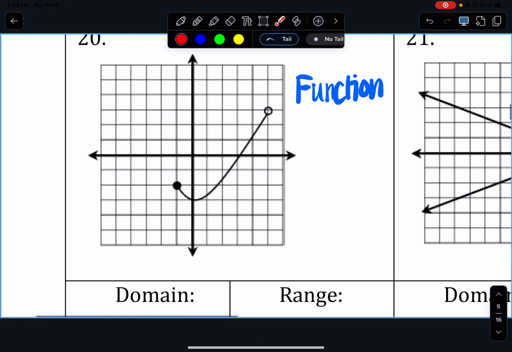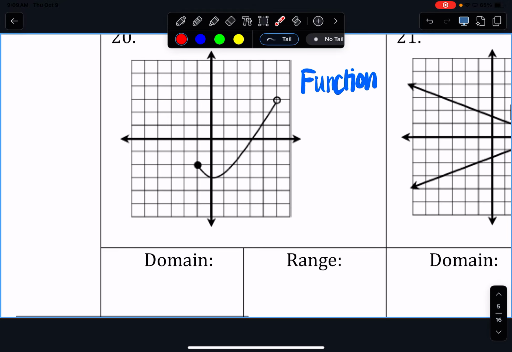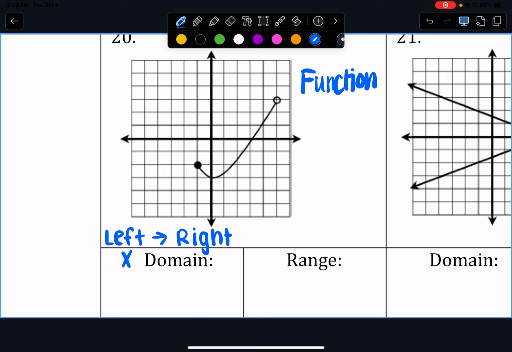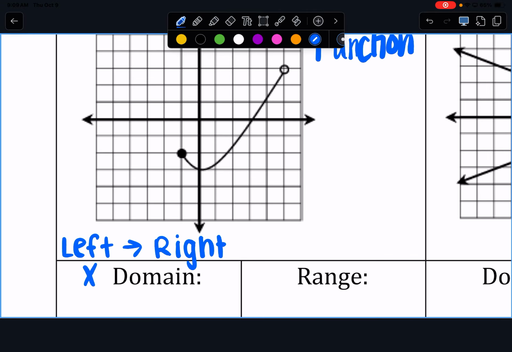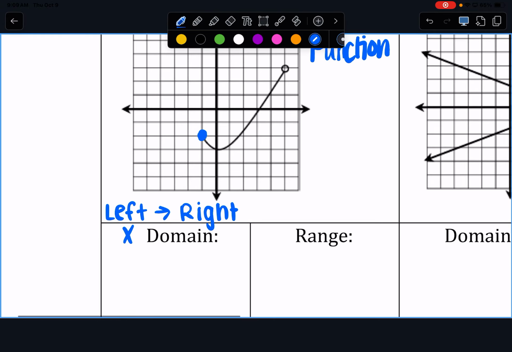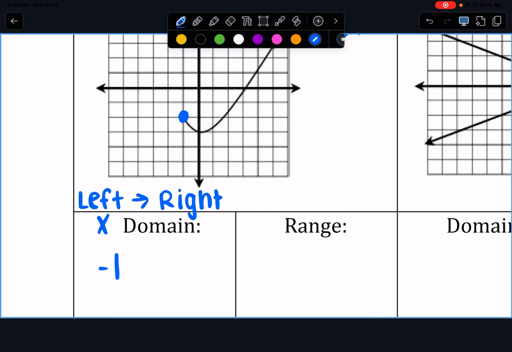So when we are doing the interval notation for domain, okay, remember domain is your x values, and we're going to go from left to right, okay? So we're going to find the leftmost point of that graph. If I look at the graph of 20, what is the leftmost point? What x value has the leftmost point? -1, right there. Okay, so we're going to start our interval at -1. Will that get a parentheses or bracket? It's a closed dot. It will be a bracket.